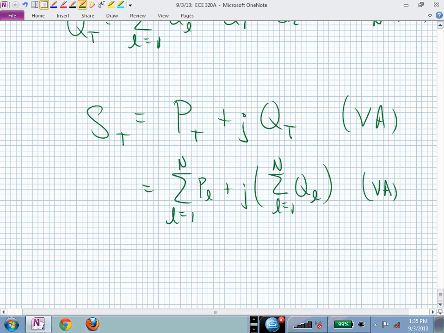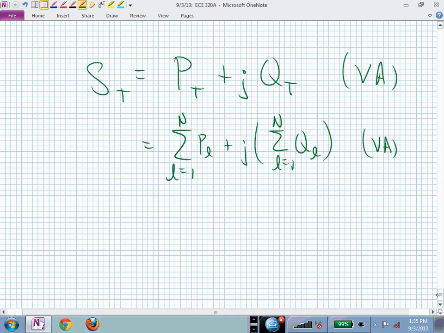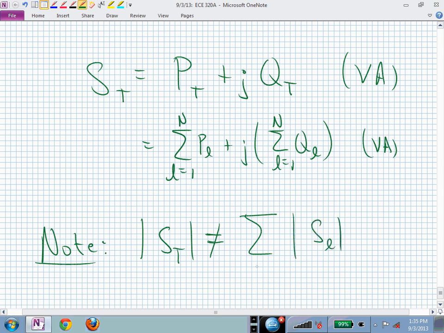Or, keeping track of our formulas again, one thing that you want to keep clear in your mind is that we can't find the magnitude or the apparent power of that network that way. That's not the same as summing up the individual apparent powers. You have to only sum up the reals and only sum up the reactive pieces in order to come up with the total complex power. This is not the same.